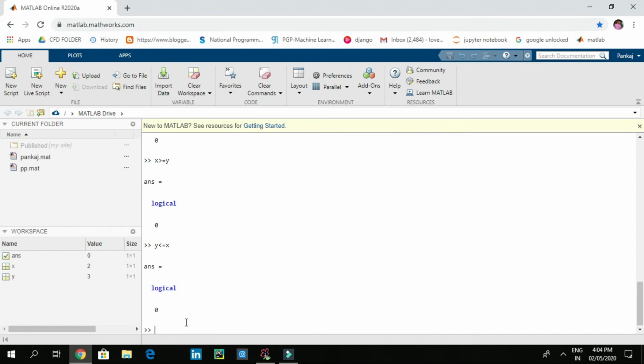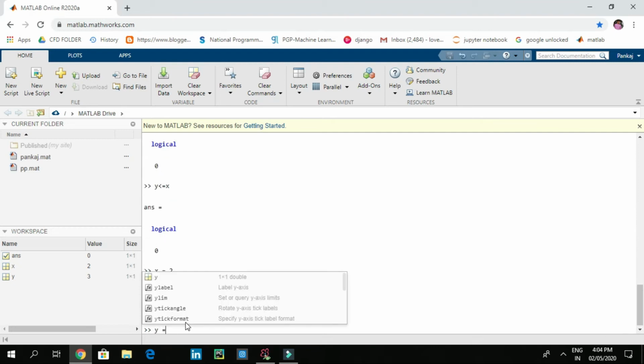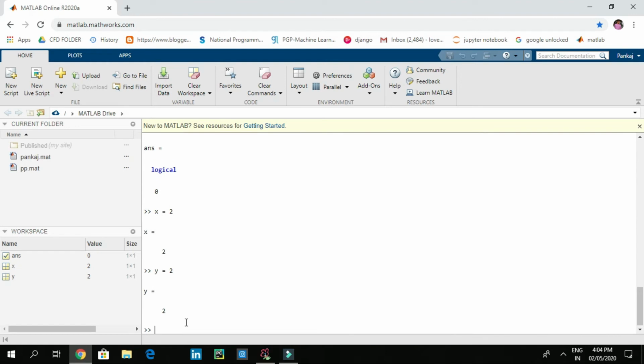So let's give x equal to 2 and y equal to 2 and try x is greater than or equal to y. It gives true because both of them are equal.